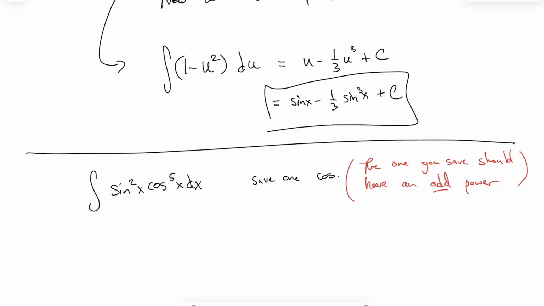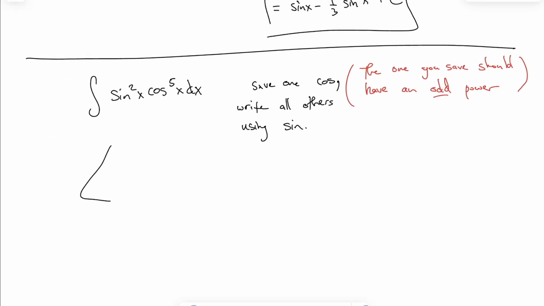All right, so my strategy will be save one cosine and then write all others using sine. Just like we did before. We saved one cosine and then turned everything else into sines. Now, some of it already is sine, but there's going to be other ones too. So when I do the saving one cosine, it looks like sine squared x and then cosine to the 4x, and then here's my one saved cosine over there.